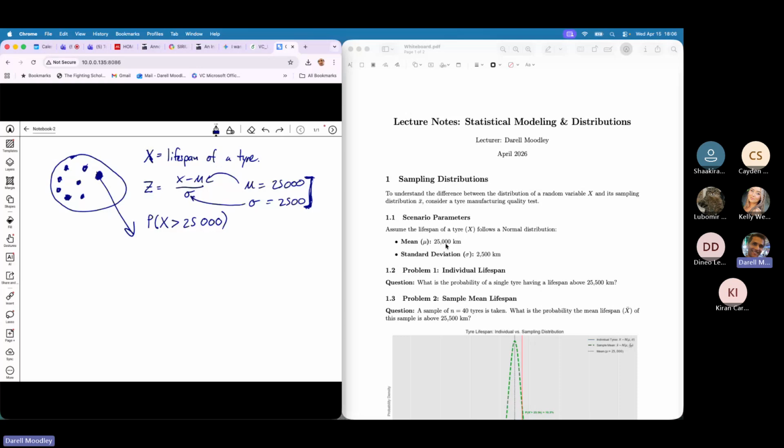All right, so the question wants us to work out the probability of a single tire having a lifespan above 25,500. Okay, so it's going to change one thing. It's not a big thing. I just want to change it here. The question was for the lifespan being above 25,500. Okay, so that's what we're being asked to solve mathematically.